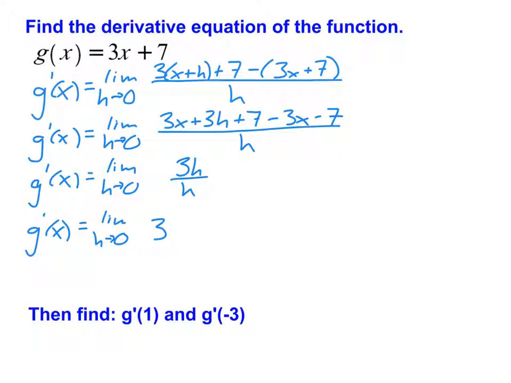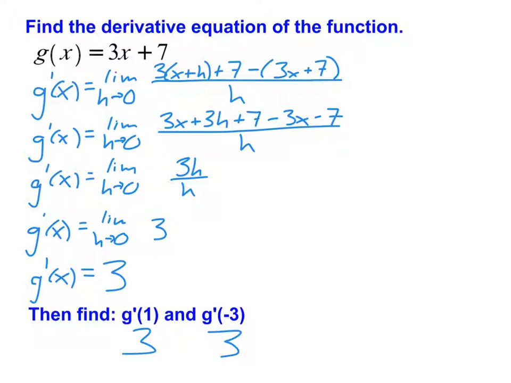And so in this case, we end up finding that g prime of x equals the limit as h approaches 0 of 3. And of course, remember that when we're dealing with just the limit of a constant, the limit as h approaches 0 of 3 is just going to be 3. Which means then that there's questions down at the bottom. Find g prime of 1. G prime of 1 will equal 3. And g prime of negative 3 will equal 3.